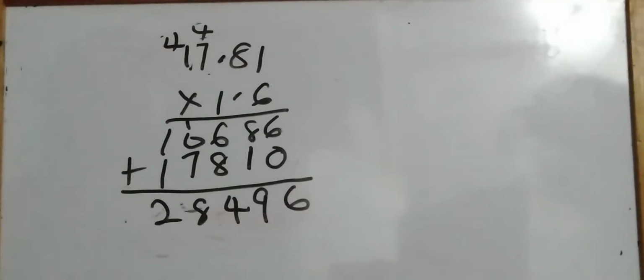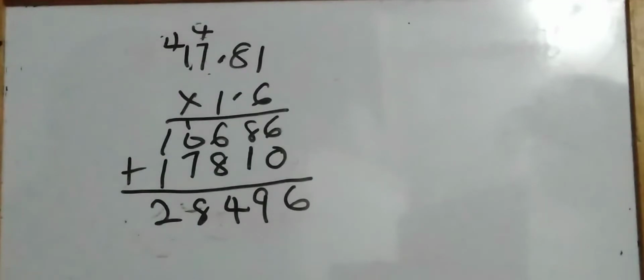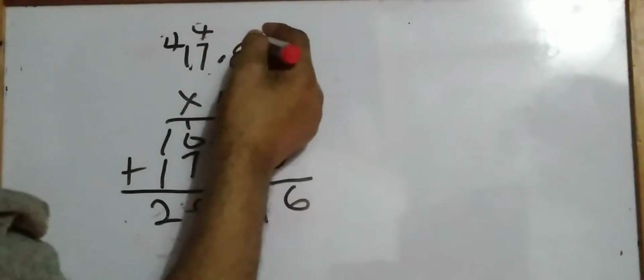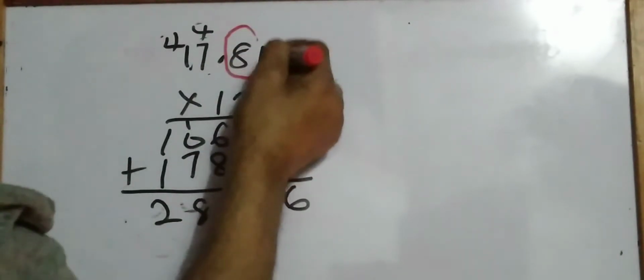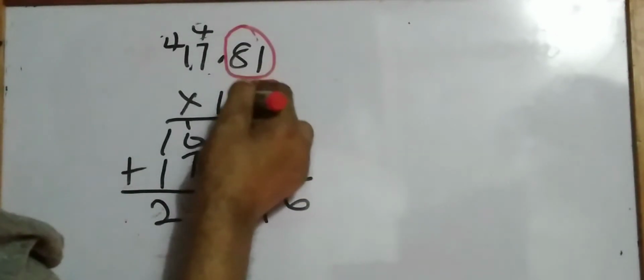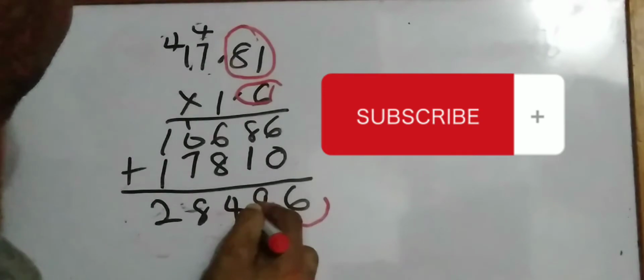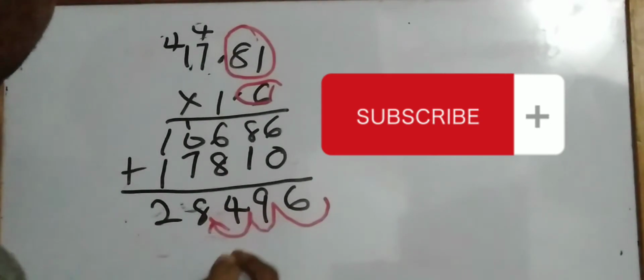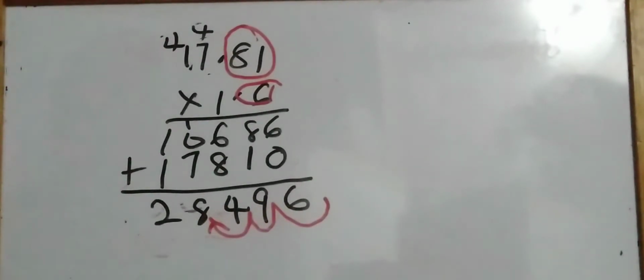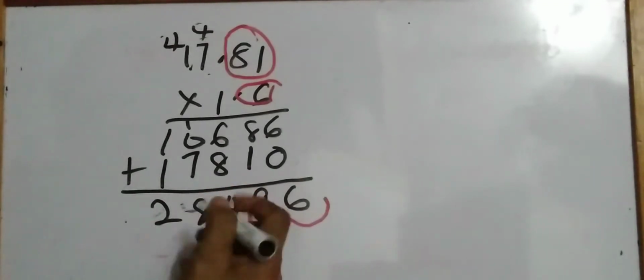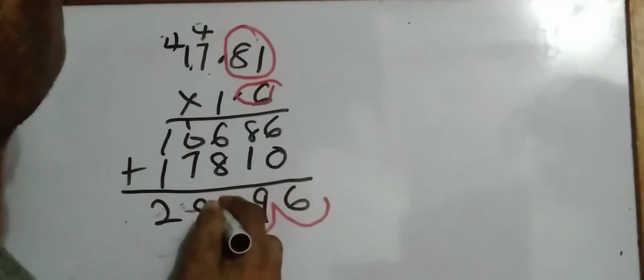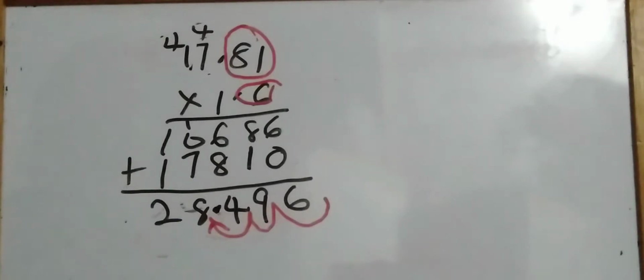Alright, so up here we have 3 places of decimal. We have 2, so 81.81, so that's 2 places of decimal, so we highlight that. And we have 1 here. So in all we have 3 places of decimal, so we'll move the point 1, 2, 3. So the point is going to go between the 8 and the 4. So our answer is 28.496.